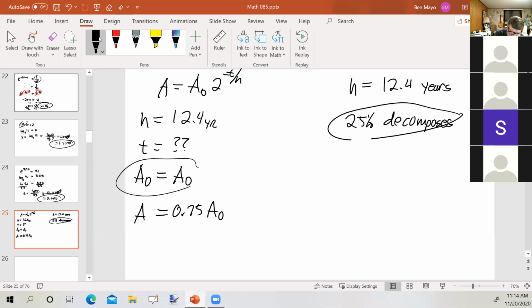I'm feeling like I've got to hurry, and that's not a good thing. So the starting amount was A sub 0. The ending amount was 75% of the starting amount. Okay? Sorry about that. So my equation is going to look like this. 0.75 A sub 0 equals A sub 0 times 2 to the negative T over 12.4 years. We okay?